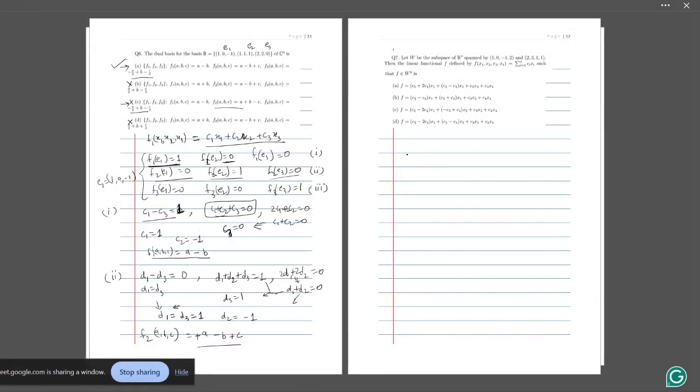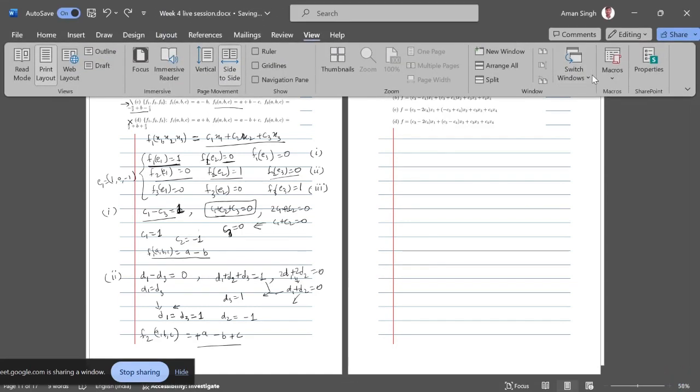I don't know what happened. My screen is like this. Sir, please enlarge it. I don't know how it will happen. It happened before also.